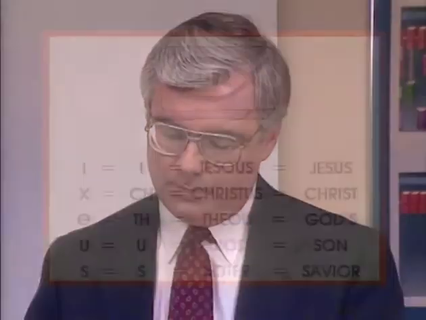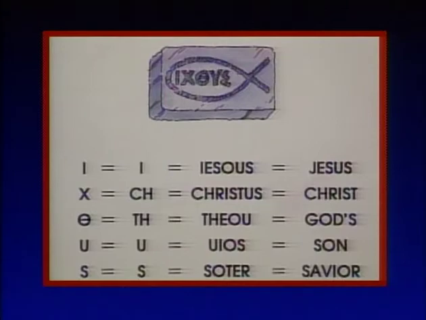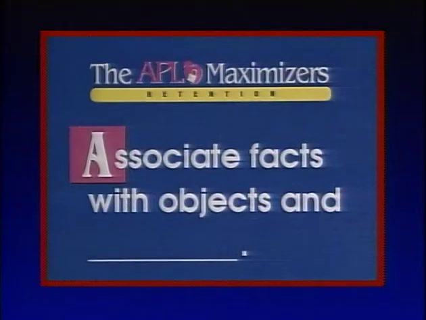Even the early church. Remember, you've seen the phrase or the word ichthus. Ichthus is an acrostic which stands for Jesus Christ, God's Son, Savior. Those are the first letters of the Greek words made into ichthus, so the alphabet. Number 4, associate facts with objects and actions.